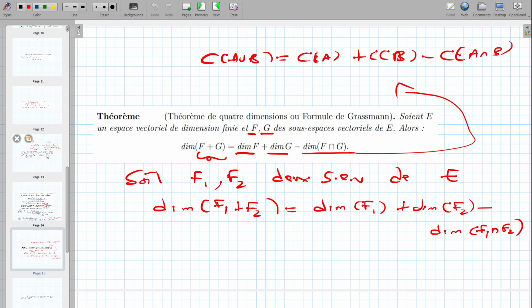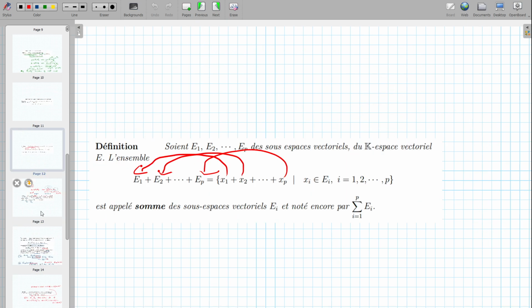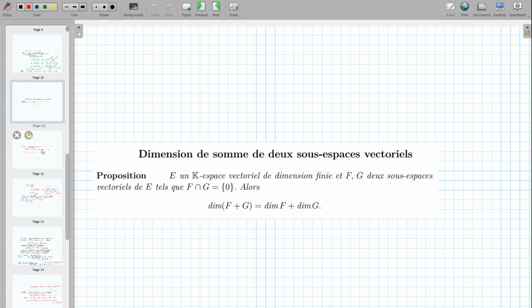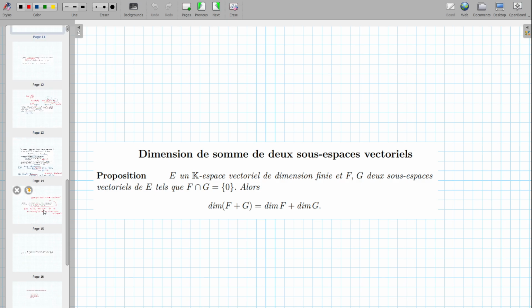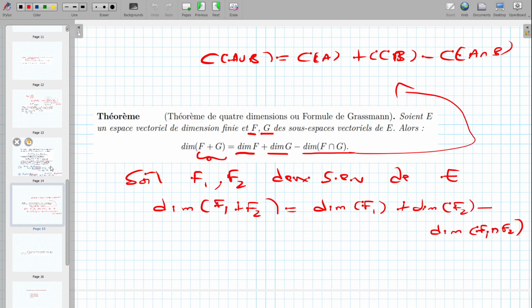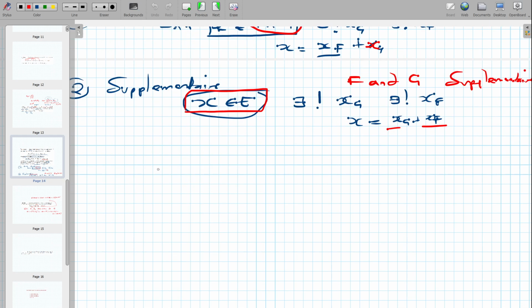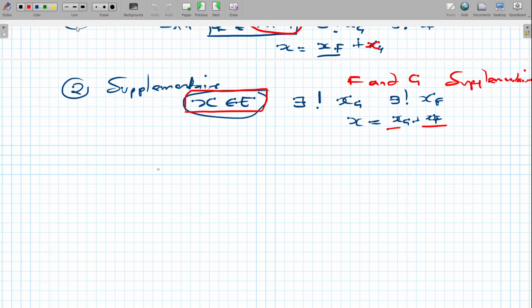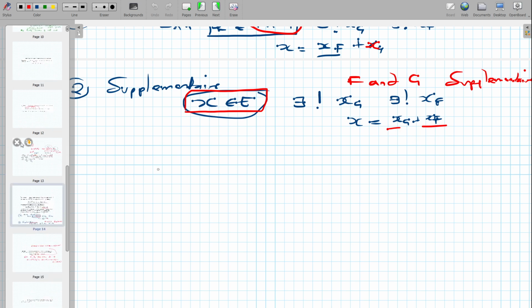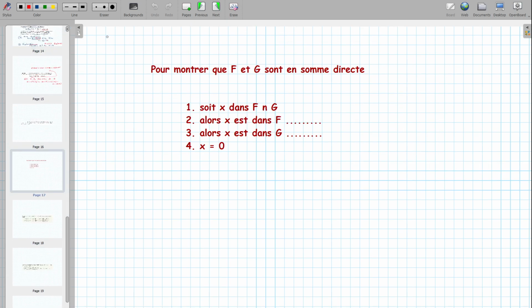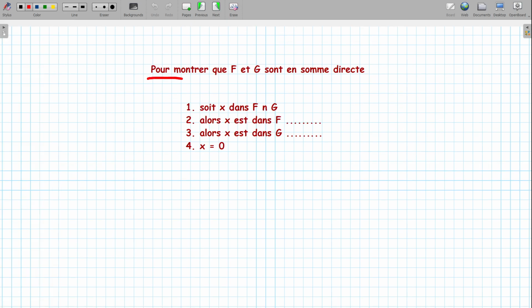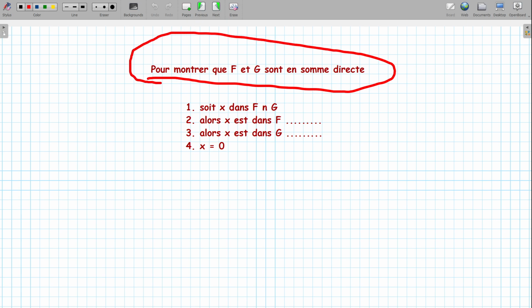So let me just look for that part. I think I didn't include it here. So let me maybe write it here. Oh, I have it here at the end. So here, this is what I say. This is the better way. This is a better way to show that two spaces f and g are on somme directe.